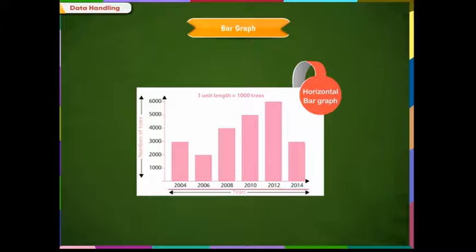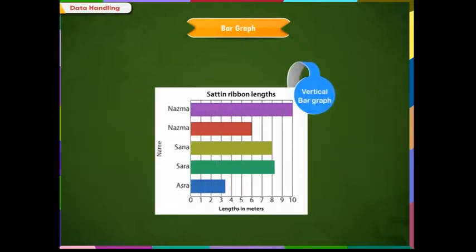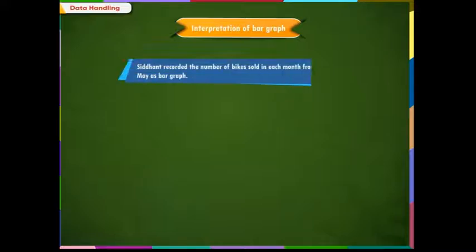One axis is where the categories are compared and the other axis will have the numerical values that represent the values of the data. If the descriptions are on the horizontal axis, then the bars will be vertical. And if the descriptions are on the vertical axis, then the bars will be horizontal. Let us understand bar graph by interpreting the data they represent.